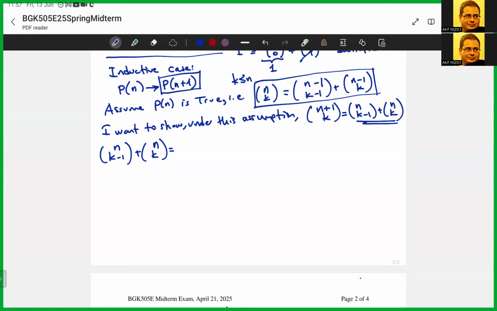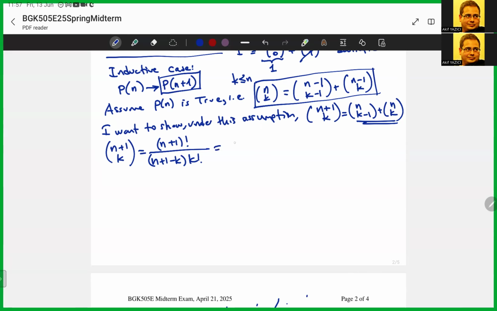Well, instead of this, because this will make n become smaller, but I want n to grow. Instead of this, I'm going to first manipulate the left-hand side, n plus 1 choose k, into n plus 1 factorial over n plus 1 minus k factorial, k factorial. So I'm going to make this look like n choose k.